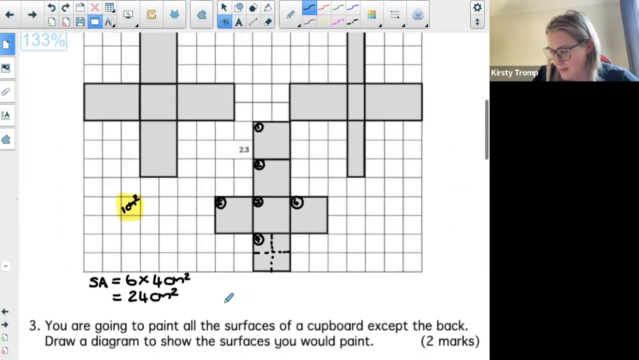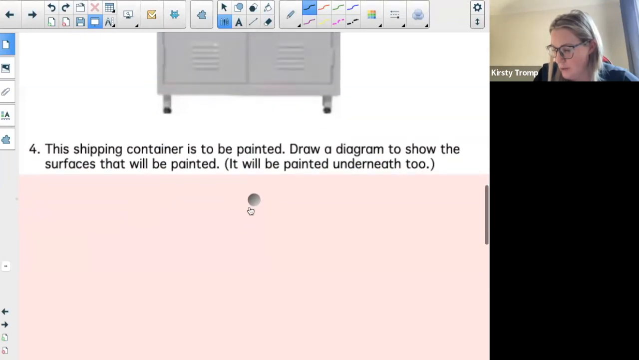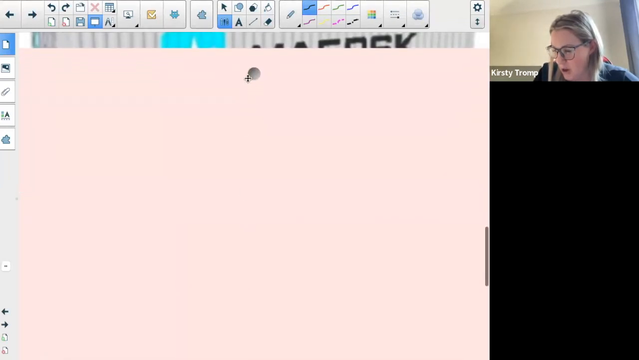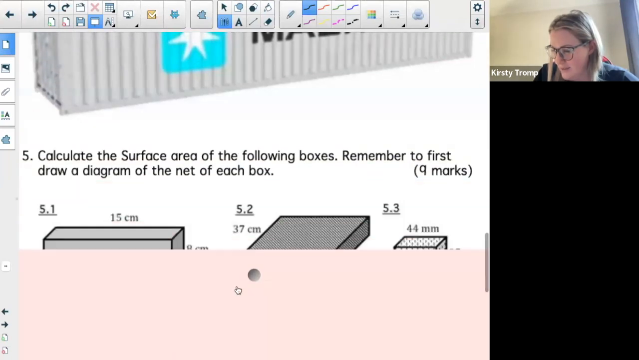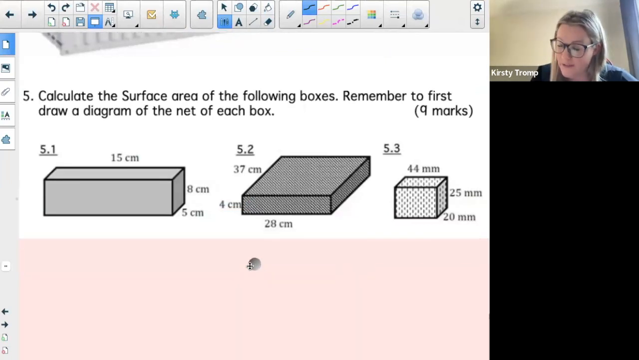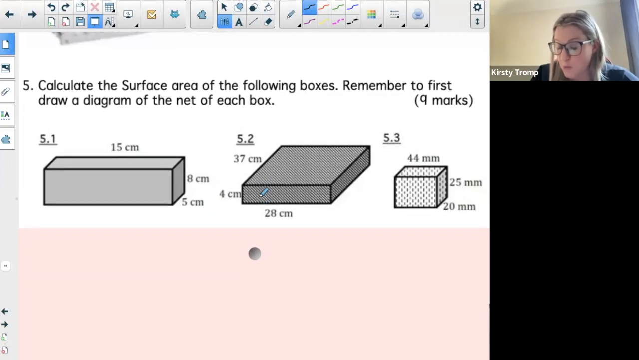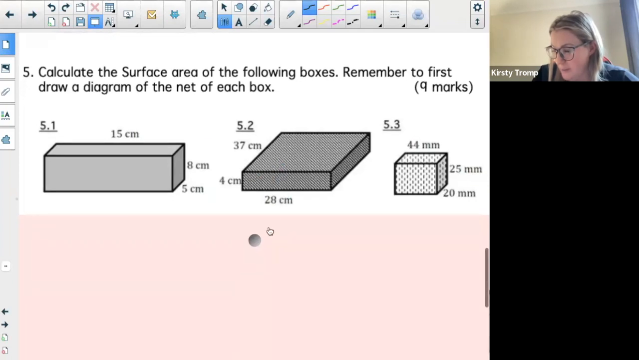All right. The next one is a rectangle, and like I said to you, we're going to have a look at rectangles a little bit later on. We might even start rectangles in this lesson. Let's have a look at question 5. Question 5 says, calculate the surface area of the following boxes. Remember to first draw a diagram of the net of each box. So these boxes that they've got here are all rectangles. I'm going to draw a cube for you that isn't a rectangle. I'm going to draw one that's a square.